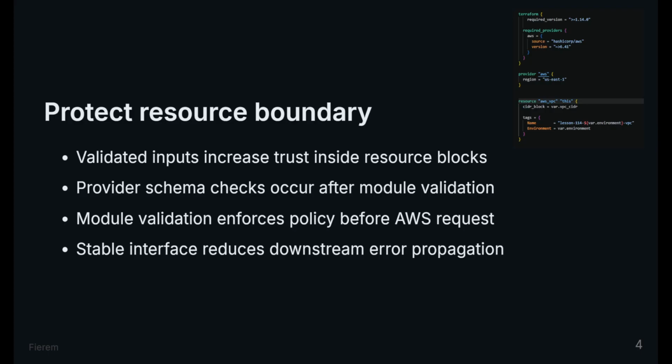Once the module accepts the input, the resource block can trust the interface more than the raw caller input. Here, the AWS provider uses the standard required providers syntax shown in the current Terraform registry doc, and AWS VPC is a current AWS resource in the latest provider documentation. The module is not using validation to replace provider schema. It is using validation to catch module-specific policy before the request reaches AWS. That gives the caller a smaller error surface and keeps the module contract stable.